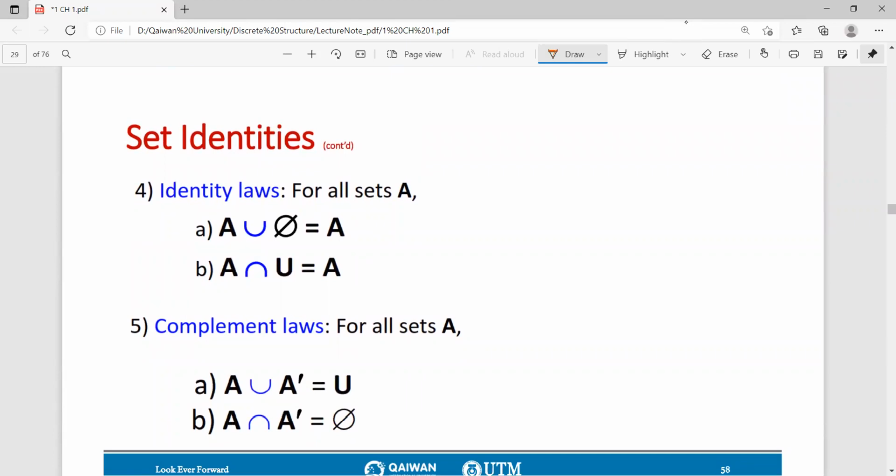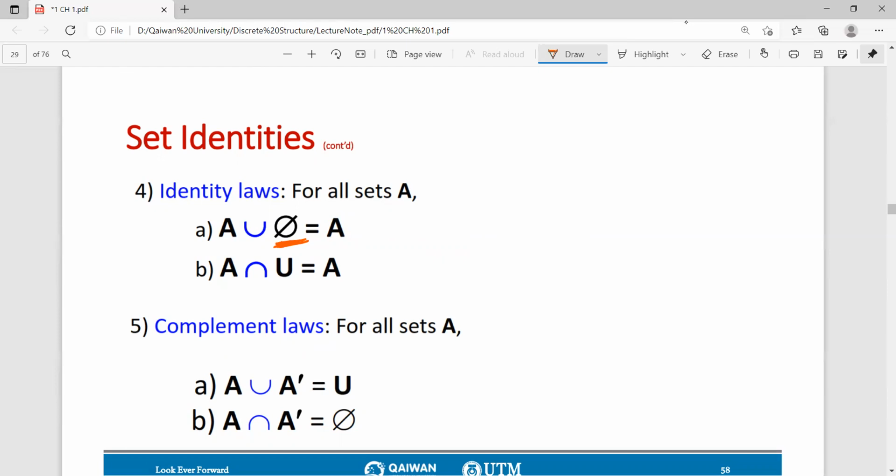Now you have identity. The identity set in union is an empty set. Okay, that means if you find the union of any set with the empty set, you get the set itself. That means the identity set regarding union is an empty set. You can say if you find the union of any set with an empty set, it is the set itself.